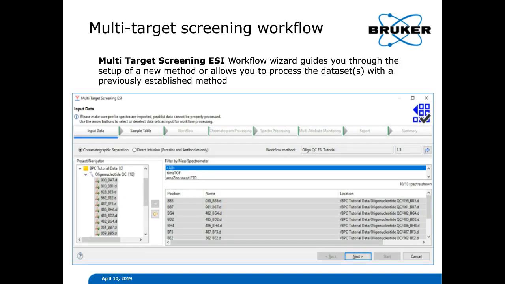The multi-target screening electrospray ionization workflow is a wizard that guides you through a setup of a new method or allows you to process the data sets with the previously established method. The screenshot below shows the first step, where several data files that have been imported previously are now ready to be processed.